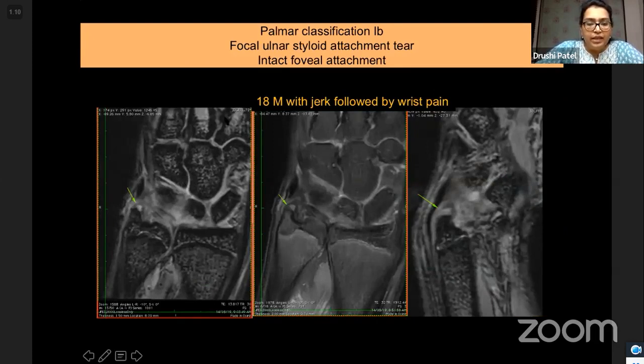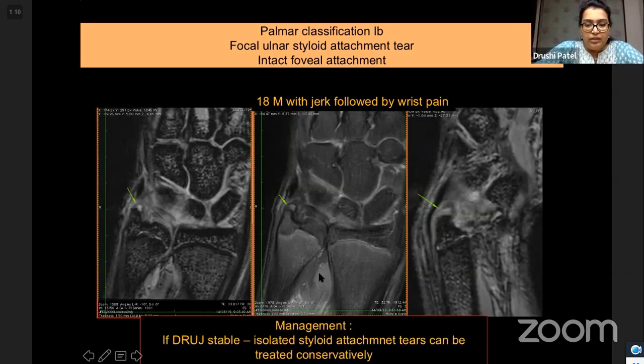Another case, an 18 years old male with history of jerk to the wrist and wrist pain. Here you can see that there is a fluid signal at the ulnar styloid process. This is a partial tear with preserved few of the fibers. This is the sagittal image showing the same. So here, since the distal radioulnar joint was stable, isolated styloid attachment tears can be left alone and can be treated conservatively.